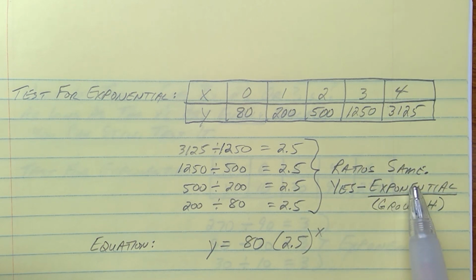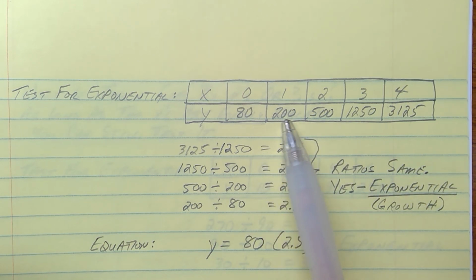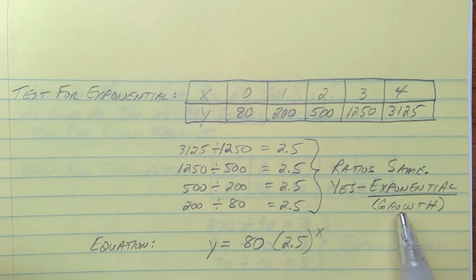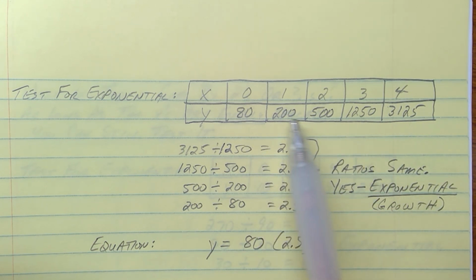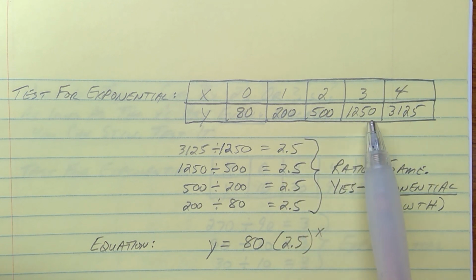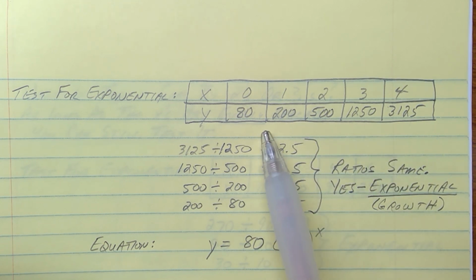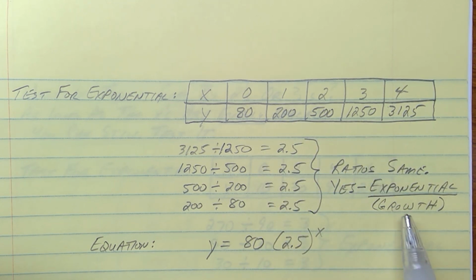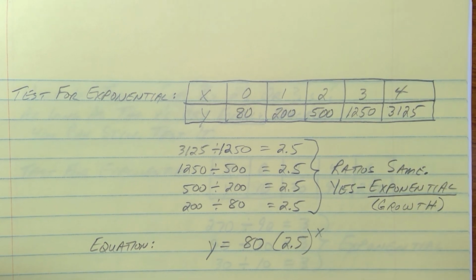All right, your ratios are the same. So if they're multiplying by the same thing every time, that's exponential, either growth or decay. You got to look at what's happening. These numbers are getting larger, larger, larger, so that's growth. If they get smaller, smaller, smaller, then that would be exponential decay.